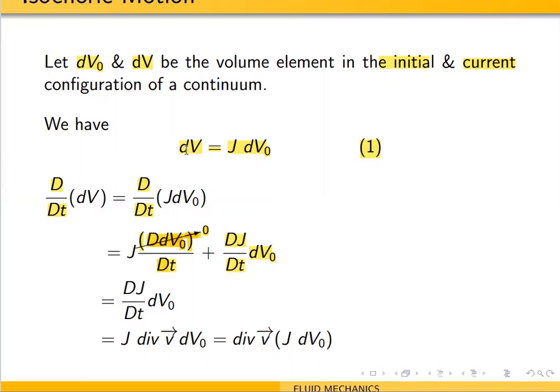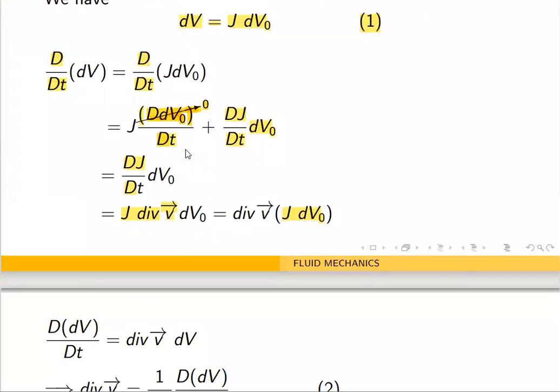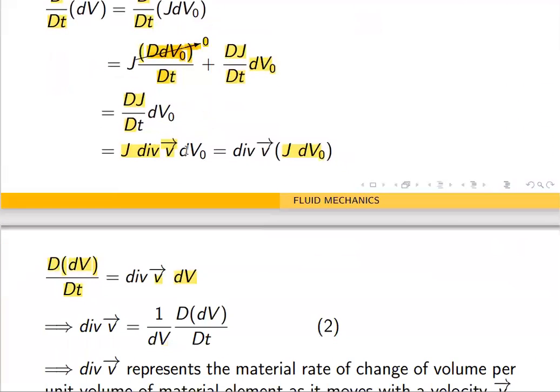And by Euler's formula, what is dJ by dt? dJ by dt is nothing but J into divergence v, with dV naught as it is. And this J into dV naught together is nothing but dV, using relation 1. So we get d by dt of dV is equal to divergence of the velocity v into dV. So what is divergence v from this relation? Divergence v is nothing but 1 by dV, d by dt of dV. Let us call it equation 2.